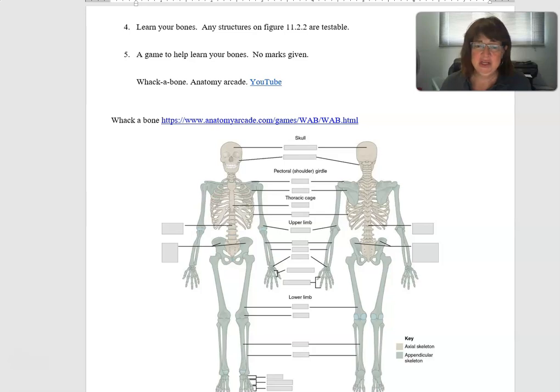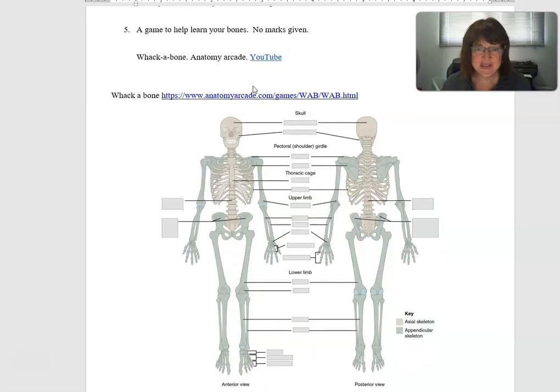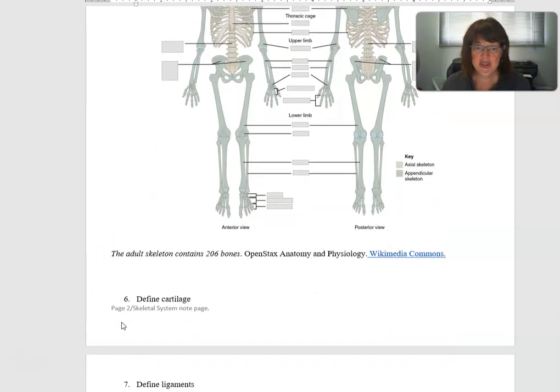As I said, you do need to know all the bones on this diagram. So there is a game called Whack-A-Bone that is helpful to learn your bones. And there are also some other bone games that I've put on your Blackboard page, so we can look at those.